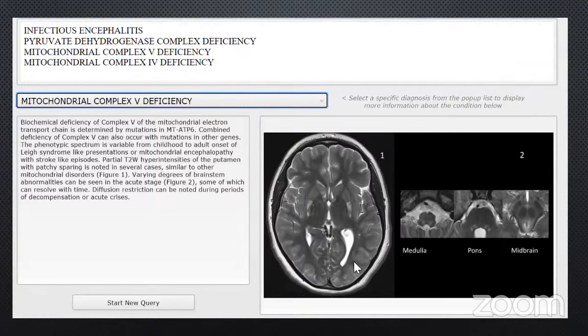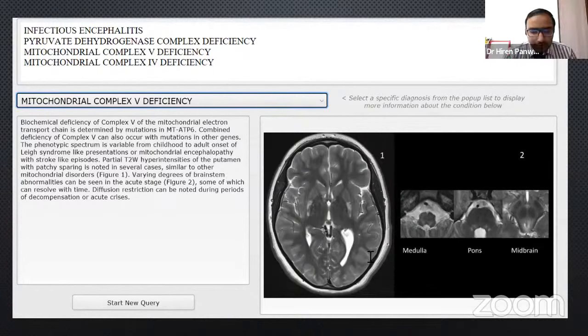There's one more question. How to differentiate Leigh's from bilateral basal ganglia disease imaging-wise? Imaging-wise, it's difficult. It's difficult because if it is symmetrical and showing this kind of necrosis, which can happen in both of the conditions, it is difficult.